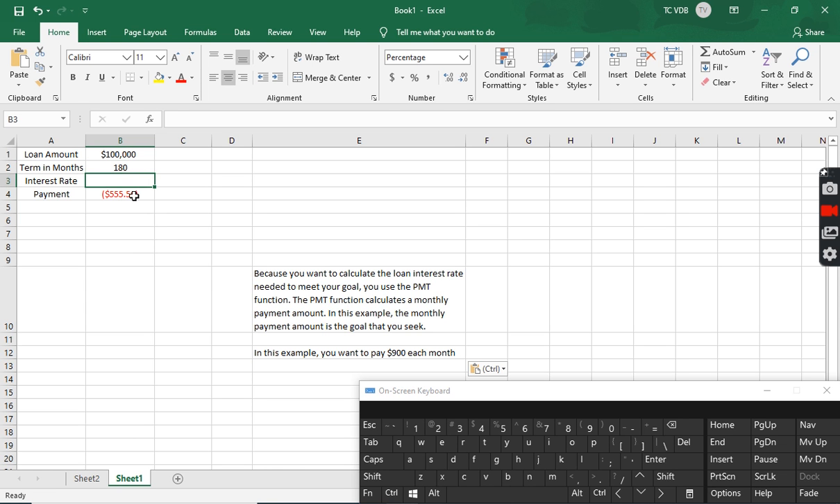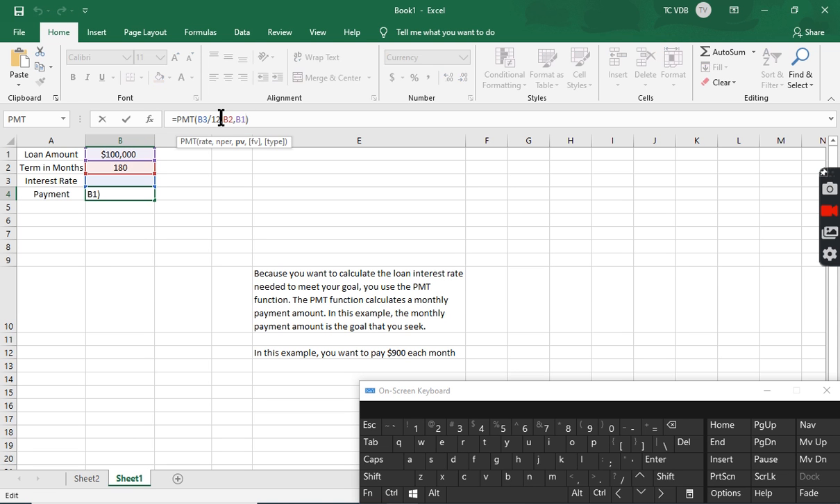That's where the goal seek gets kicked in. But then the payment is this formula, right? So this equals this PMT formula. And the way it's broken down is the rate divided by 12. It's divided by 12 because by default it's annual. So dividing by 12, 12 months in a year, this makes it a monthly rate.